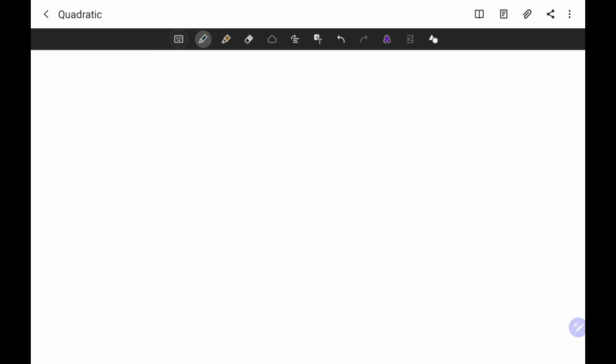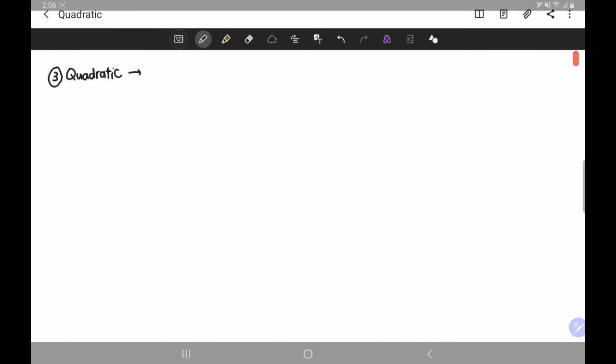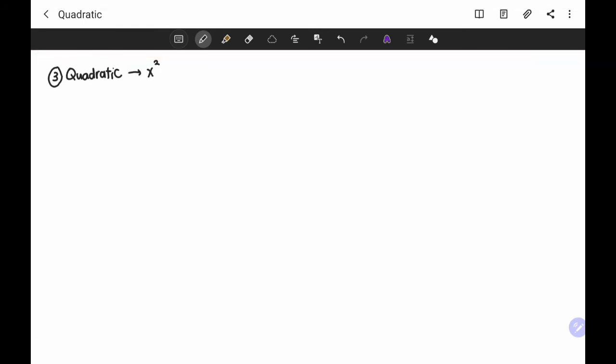We go to next function. We have quadratic. Okay, quadratic refer to x square. Okay, for quadratic we have 3 steps. First, we determine the shape. Shape dia apa? Kalau dia smile means positive x square. Kalau dia sad, untuk negative x square.